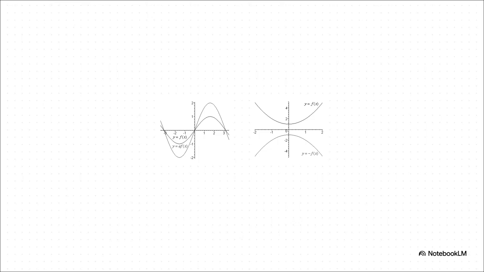On the left, we're multiplying by an a that's bigger than 1. And you can see it makes the graph taller. It's stretching it vertically. But on the right, a negative multiplier completely flips the entire function over the x-axis, just like a perfect reflection in a pond.